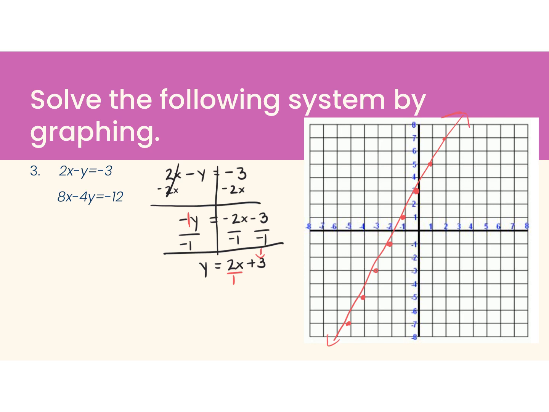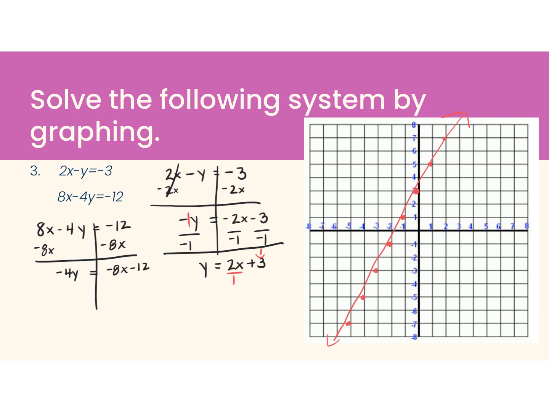Now we're going to look at our second line. So I have 8x minus 4y equals negative 12. I need to get y by itself. So I'm going to start with 8x minus 4y equals negative 12. Okay, I've got to move my x over, so I'm going to say minus 8x, minus 8x. So I have negative 4y equals negative 8x minus 12.